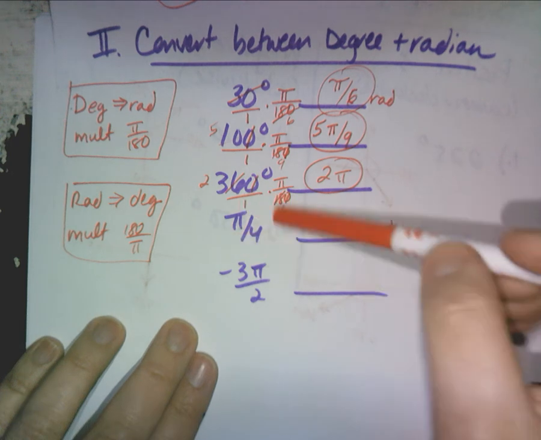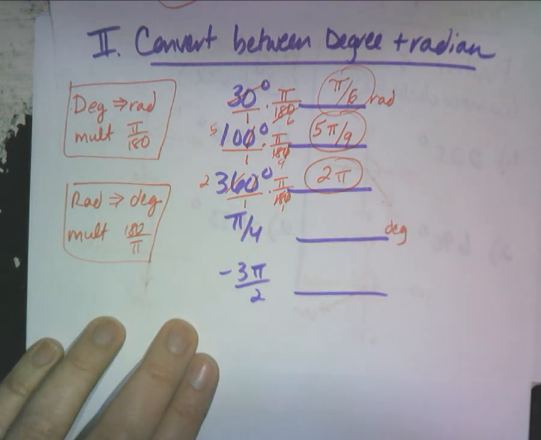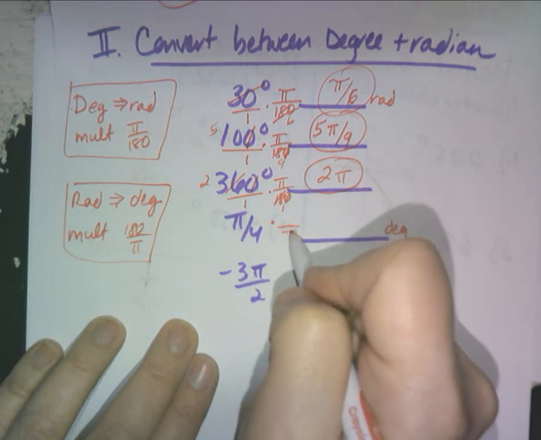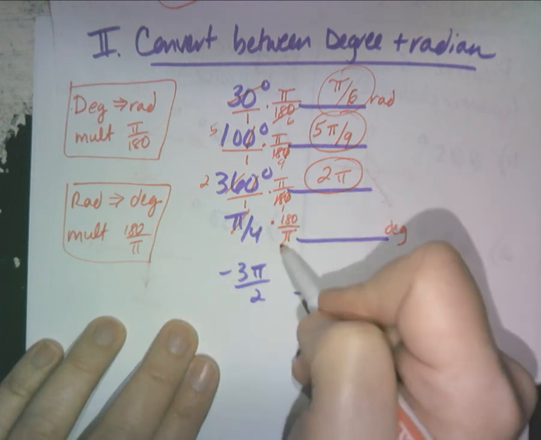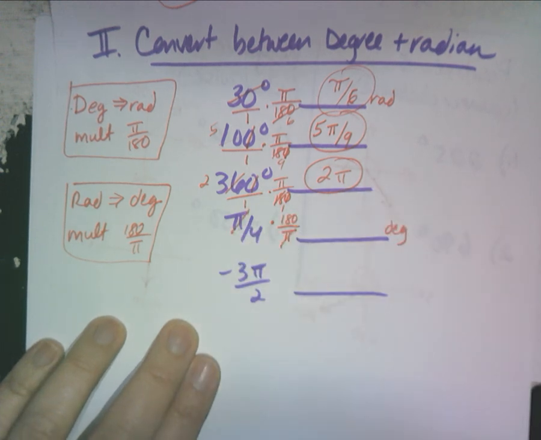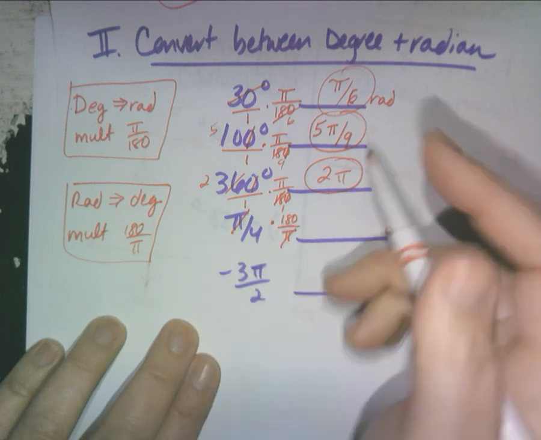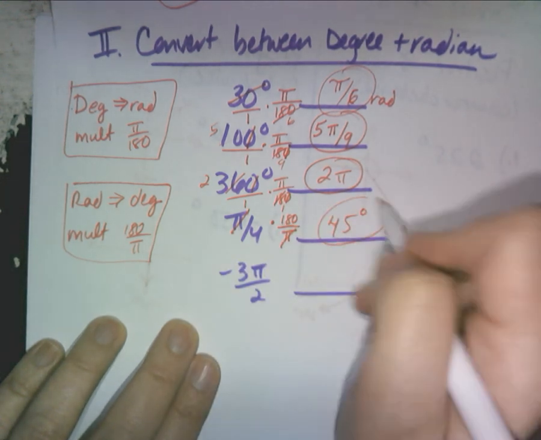All right, now we've got radians, and now I want degrees. So now I want the pi's to cancel. I don't want pi's in my answer. So I'm going to put the pi on the bottom and the 180 on top. The pi's will cancel. And then, if you need a calculator, just do 180 divided by 4. 180 on top, divide by 4, 45 degrees.